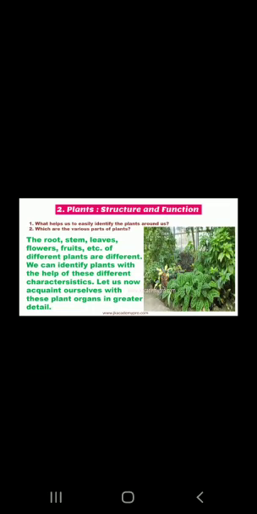Welcome students. Let's start with the new lesson. Lesson number 2, plants, structure and function.